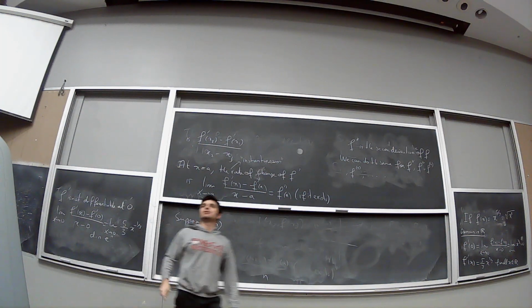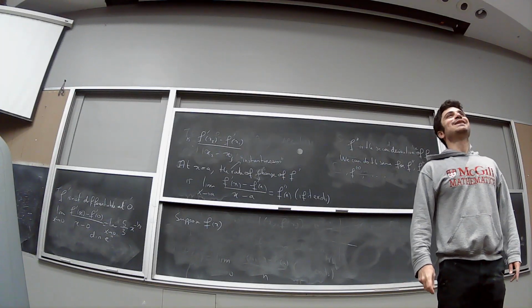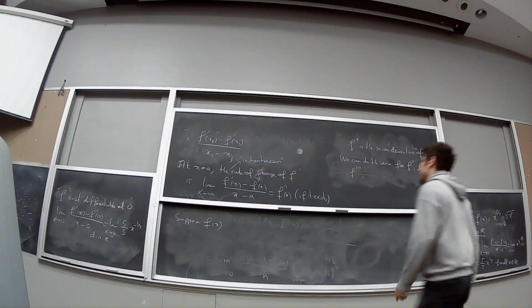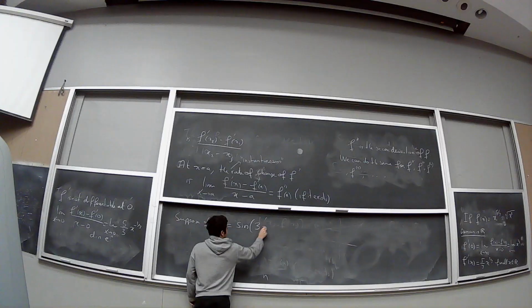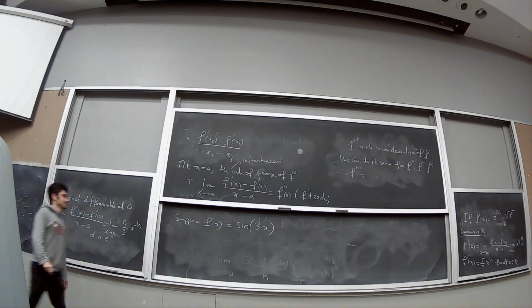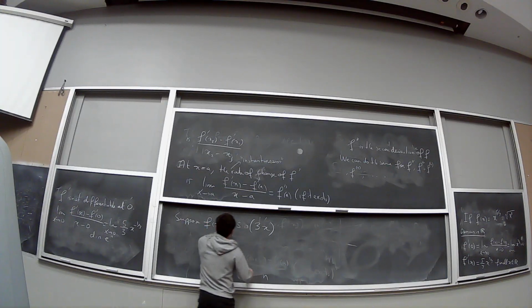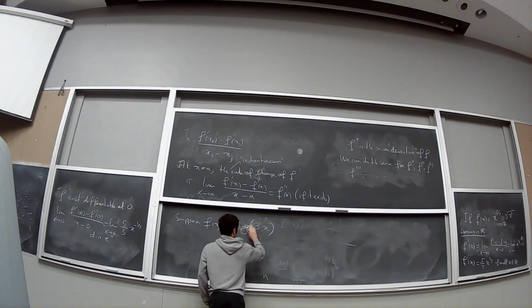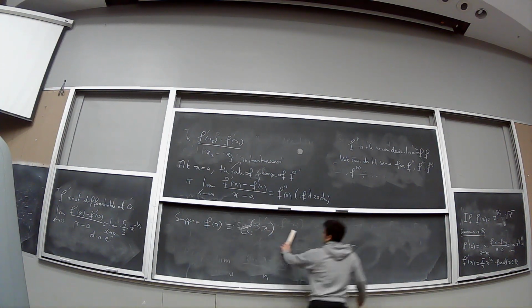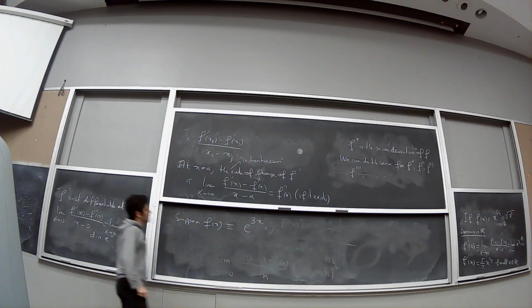Who volunteers for the favorite number? Someone who hasn't volunteered before? Okay, 3. f of x is sine 3x. No, let's do an easier one. Exponential. e of 3x. Okay.